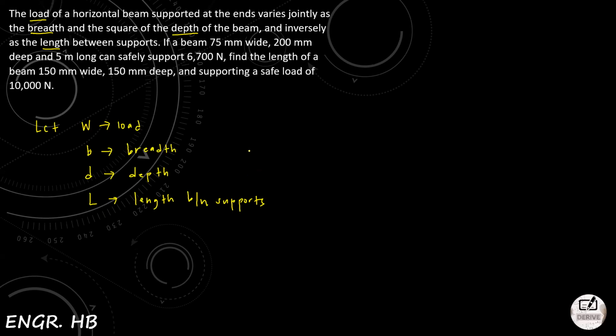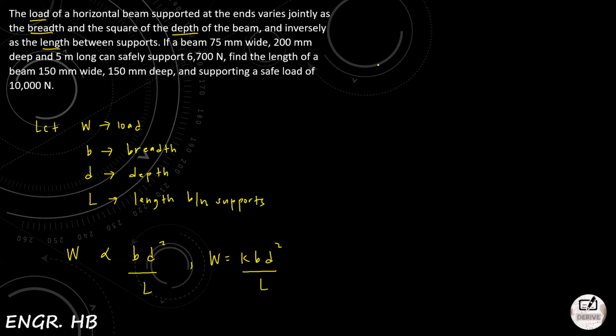Okay, so kompleto na tayo mag-assign. So let us proceed for the relationship. Sabi, the load of a horizontal beam supported at the ends. Ay, W pala to, no? Kasi pinalitan natin. Supported at the ends varies jointly as the breadth and the square of the depth of the beam and inversely as the length between the supports. So meaning our load is equivalent to K B D squared over L, as K is your constant of proportionality.